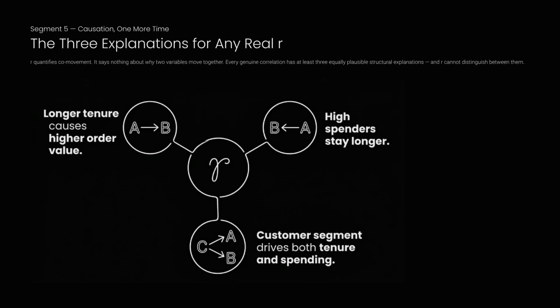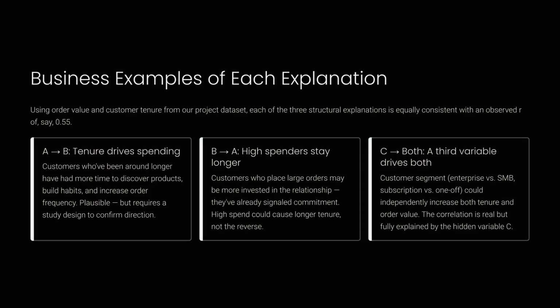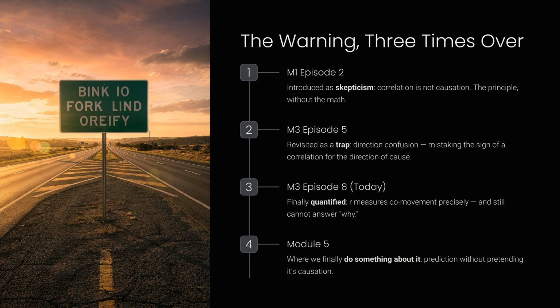Remember that correlation quantifies co-movement, not causation. Every real-world correlation typically has 3 structural explanations, and R alone cannot distinguish between them. For instance, with tenure and order value, maybe tenure drives spending. Maybe high spenders simply stay longer. Or perhaps a third variable, like customer segment, drives both. We have covered this warning in different ways, as skepticism in Module 1, as a trap in Module 3, and now as a quantified metric today. In Module 5, we will learn how to predict without falsely claiming causation.